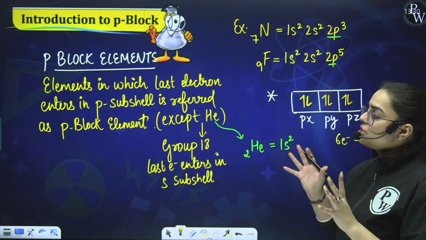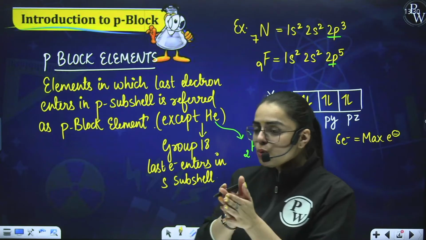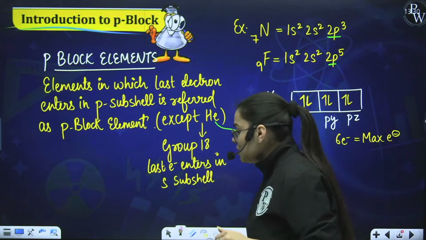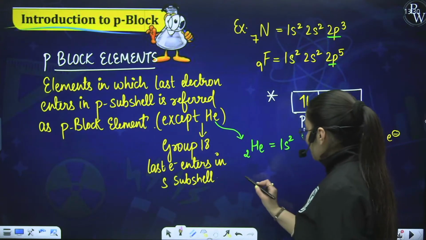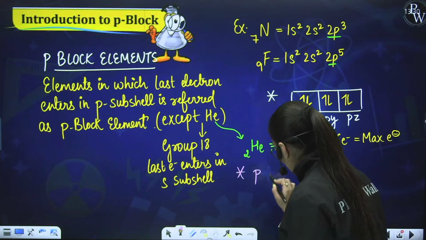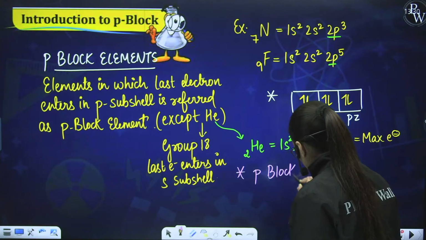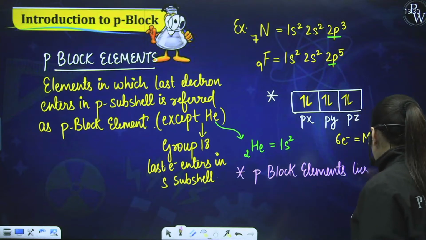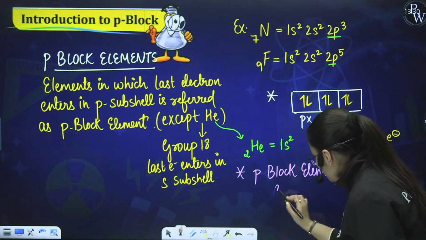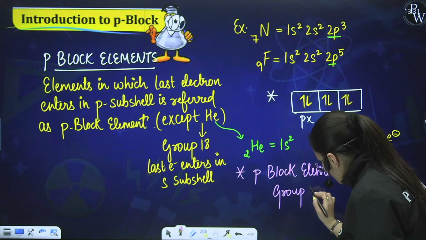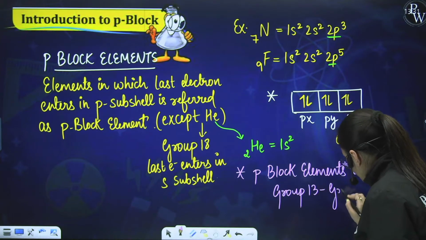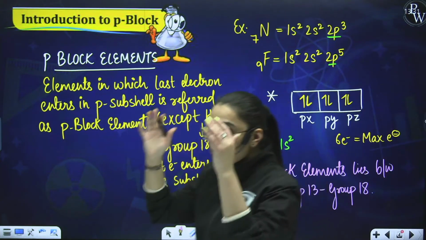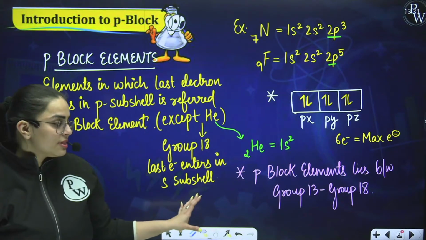So if I ask you about p block elements, from which group to which group are the p block elements? My question is now this. Which group holds p block elements? P block elements lie between group number 13 to group number 18. That means all of these groups hold the p block elements in themselves. Is it clear to you?